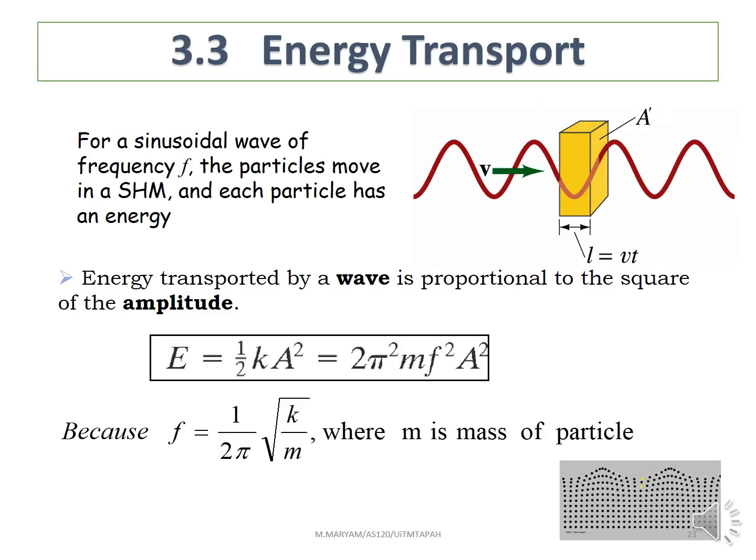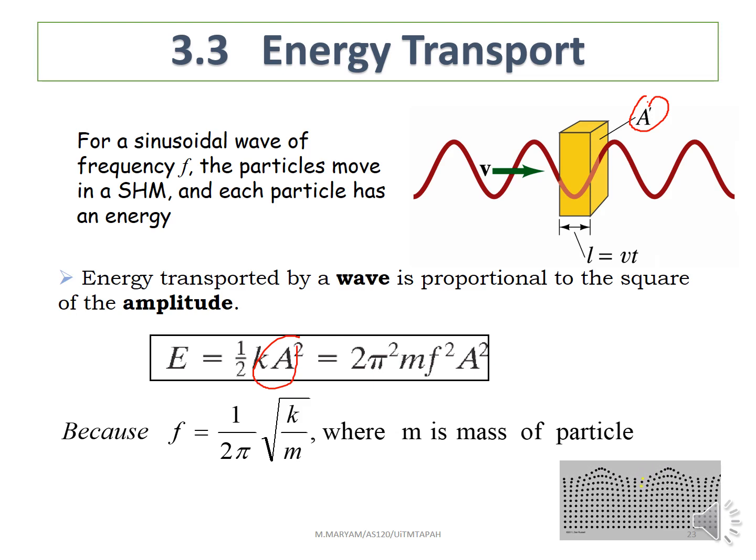Alright, the last subtopic for today is energy transport. For a sinusoidal wave of frequency f, the particles move in simple harmonic motion and each particle has energy, as you can see in the figure. So when there is velocity here, there is energy. L here represents the distance traveled, equal to vt, and A prime represents the area. Energy transport by a wave is proportional to the square of the amplitude.